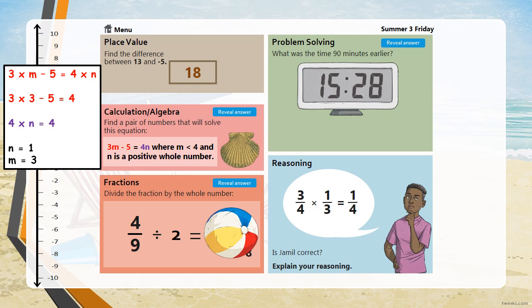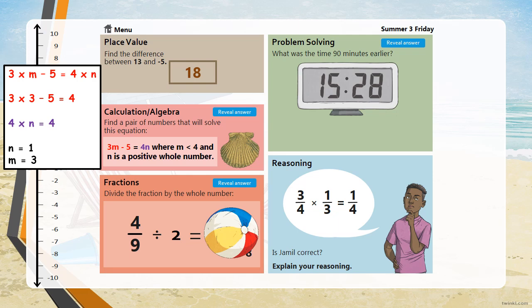So let's try those. If we were to start with m having a value of 1, 3 times 1 gives us 3. And then 3 minus 5 gives us minus 2. That would mean that the red side would total minus 2. And then on the opposite side, we'd have to be trying to find a number that also equals minus 2. But we know that n is a positive number. So instead of starting with 1, let's start with the highest number less than 4. Let's start with the number 3.